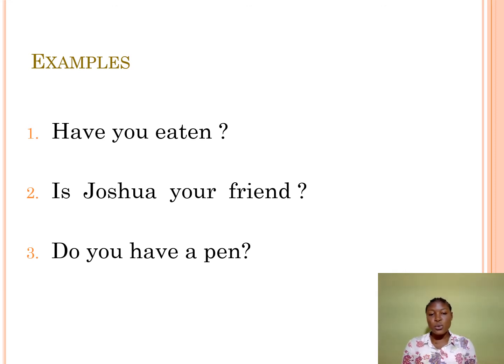Second, to read out a question, it comes with a particular tone. I can say, have you eaten? The tone doesn't sound like a question. So you can ask the question using the correct tone, which is, have you eaten? Is Joshua your friend? Do you have a pen? Good. So now you've gotten how to identify a question sentence.